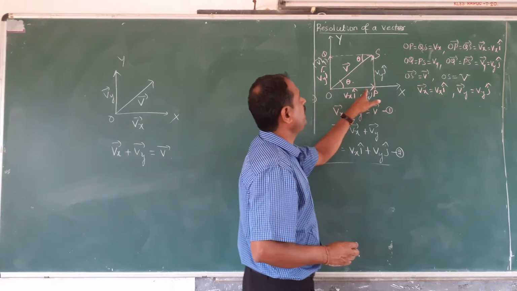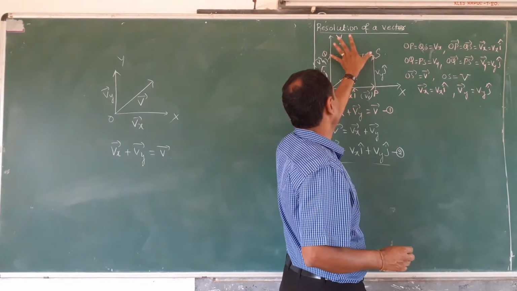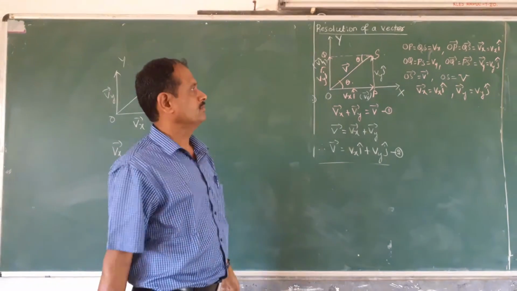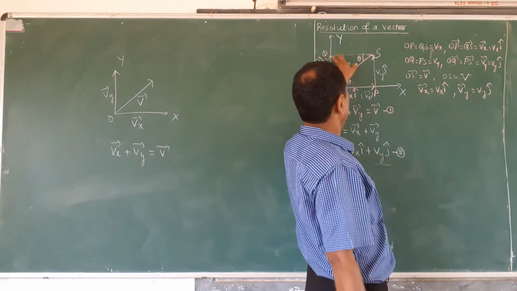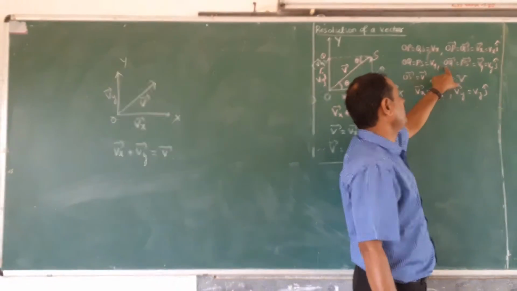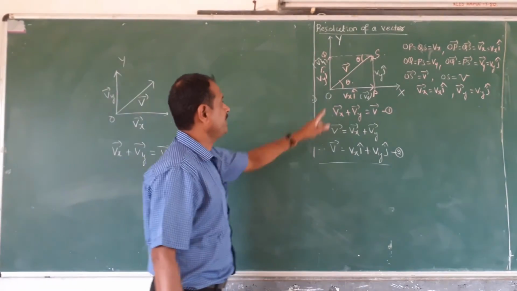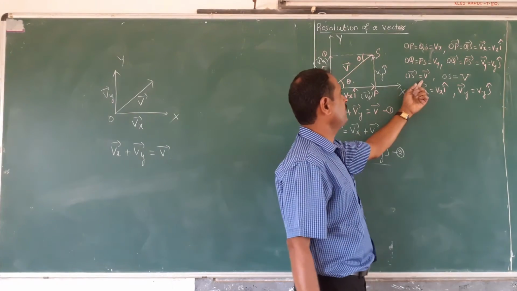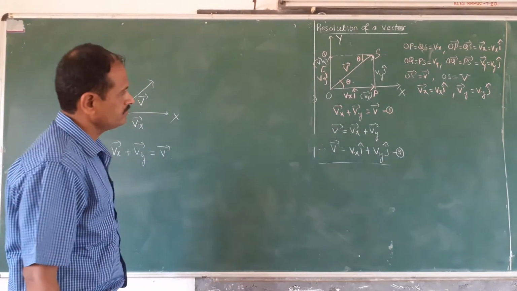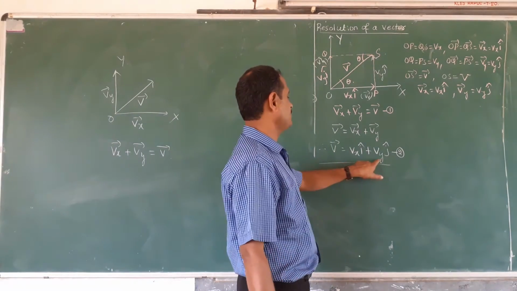Now OP equal to QS is equal to Vx. It means vector OP is equal to vector QS is equal to vector Vx is equal to Vx into i. OQ, PS is equal to Vy. Vector OQ, vector PS is equal to vector Vy is equal to Vy into j. Then vector OS is equal to vector V, magnitude OS is equal to V, that is Vx i cap plus Vy j cap.